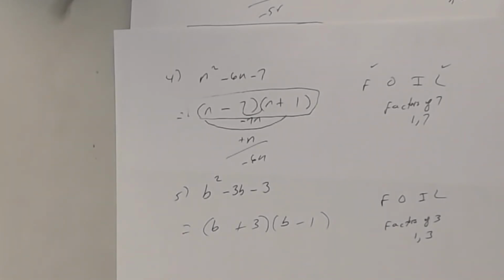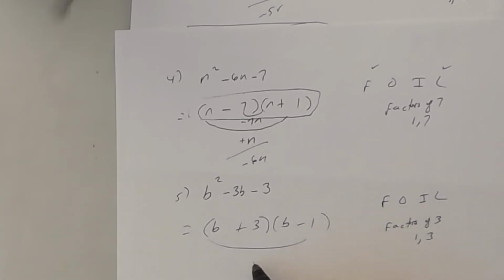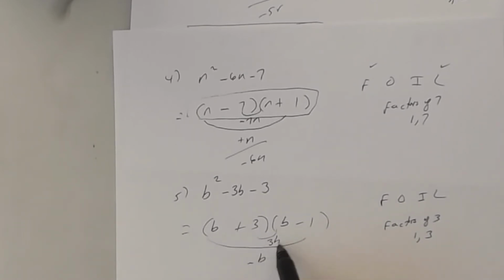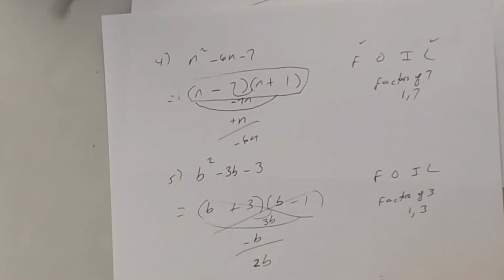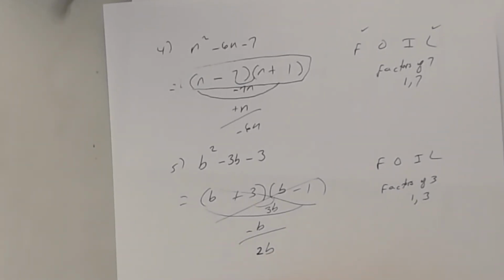But what should you do? Check. What's the outer? What is the outer? Negative b. What's the inner? What do I get when I add these up? 2b. Is that what I wanted? Nope. Okay, that didn't work out. I'll try something different. All right. What different could you try? Change the signs? Okay. All right.